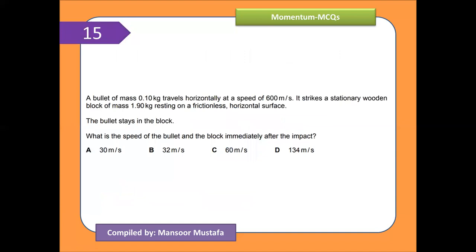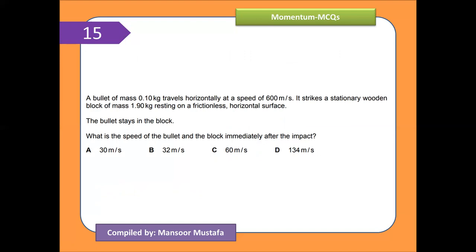Now next question. A bullet of mass 0.10 kilogram travels horizontally at a speed of 600 meters per second. It strikes a stationary wooden block of mass 1.90 kilograms resting on a frictionless horizontal surface. The bullet stays in the block.